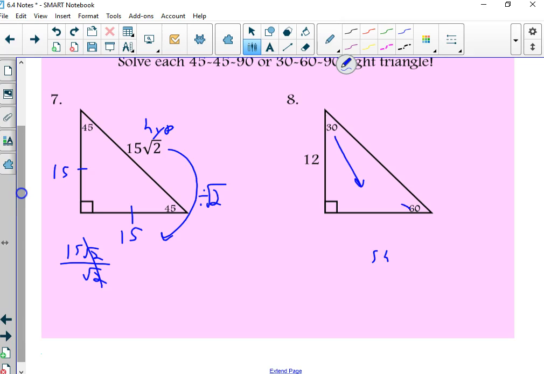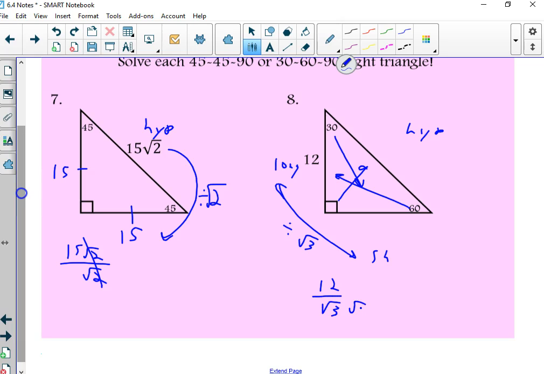Short, long leg, hypotenuse. So let's shift between these two. This one's a little bit more work. Remember, 3 different sides, so this is the radical 3 triangle. We're going from long to short, so we're going to divide. So that's 12 divided by radical 3.